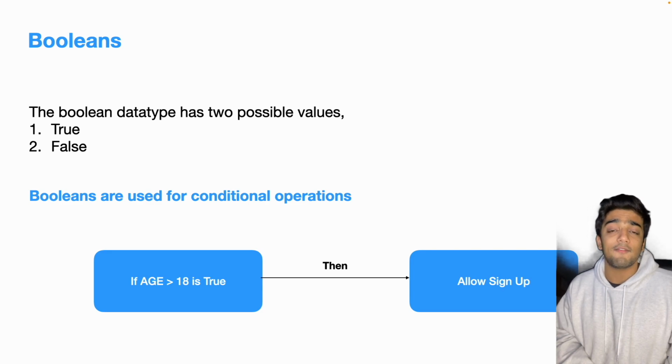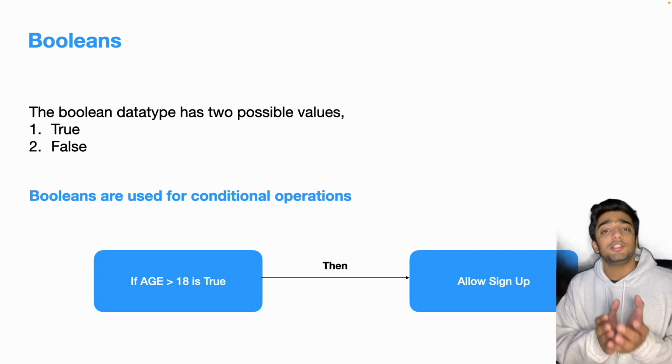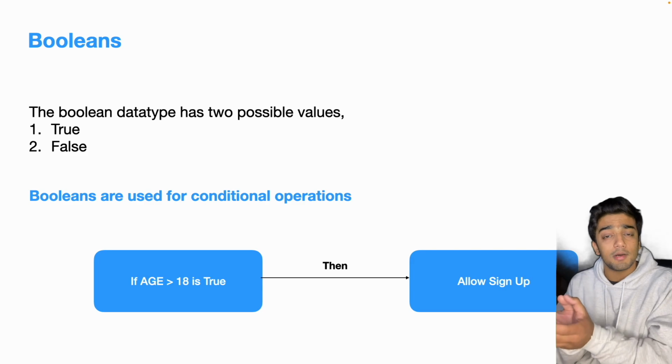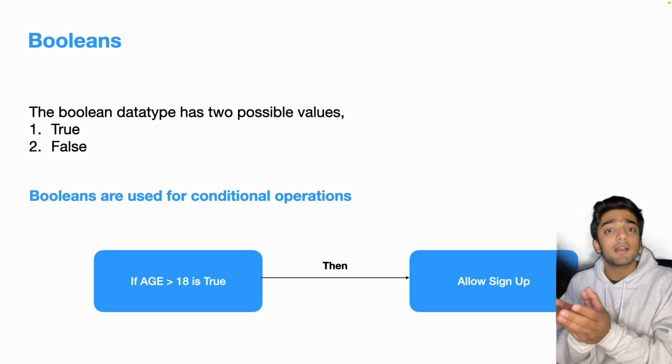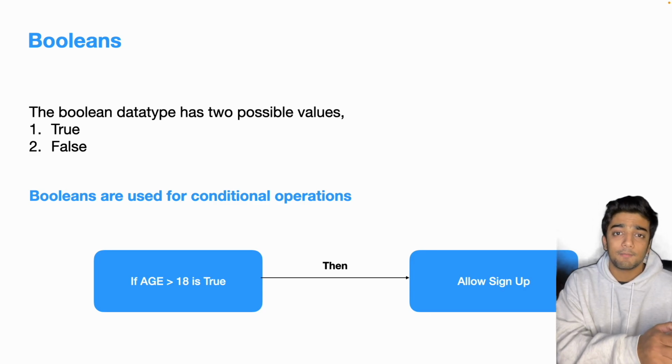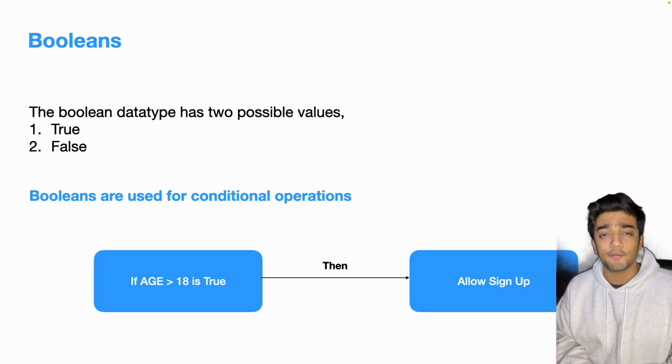So the true and false values of the Boolean data type allow your program to take decisions. If a condition gives out a true value, then you perform a certain task. And if the condition is false, then you perform another task. That is what Booleans are used for. We'll be using Booleans extensively in our project, so don't worry if it's a little unclear right now. You'll get a hang of it very, very soon.